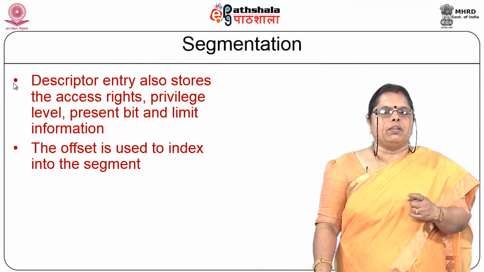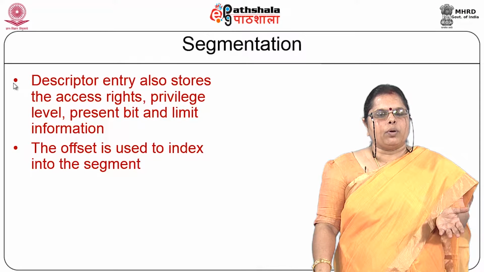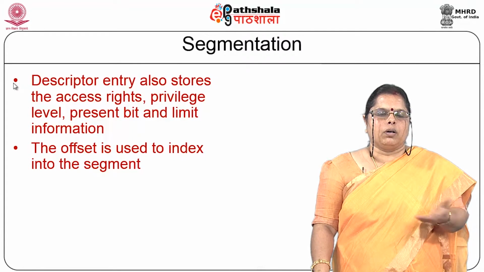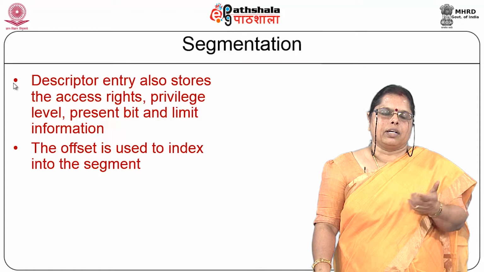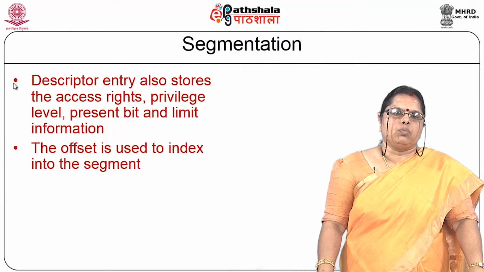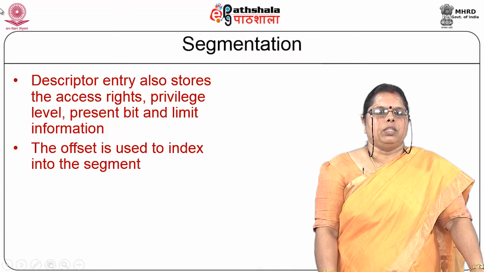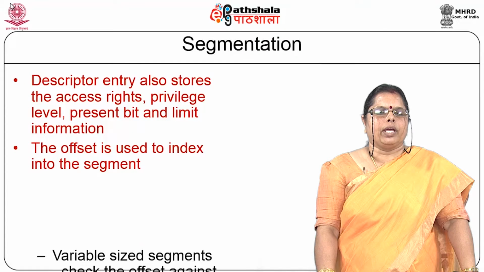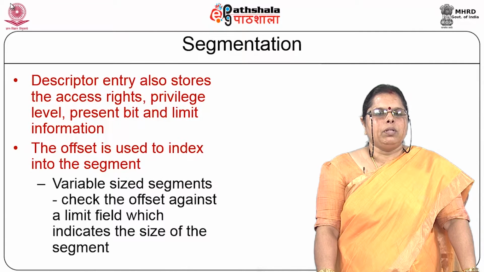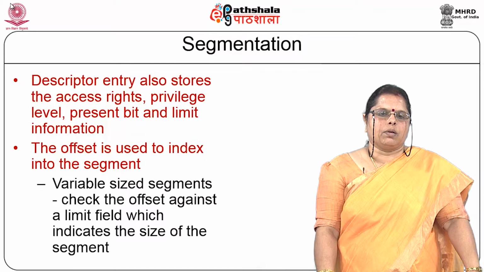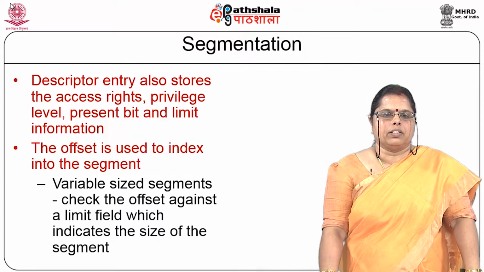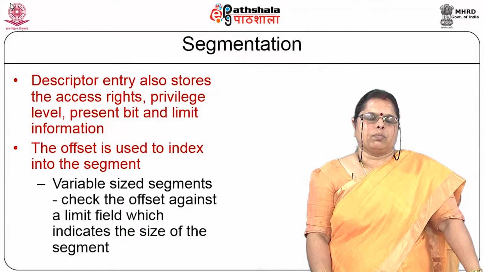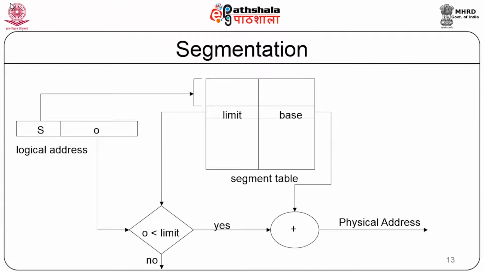So, you have a limit information given there, and every time you try to access beyond the limit, a violation gets generated. You have additional limit information which tells you about the size of the segment. And as usual, the offset is used to index into the segment to get the exact location. Because it is a variable size segment, you will have to check the offset against the limit field, which indicates the size of the segment, an extra feature compared to paging. So, this is the diagrammatic representation of segmentation.